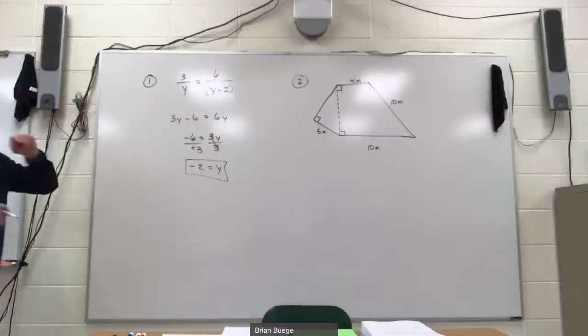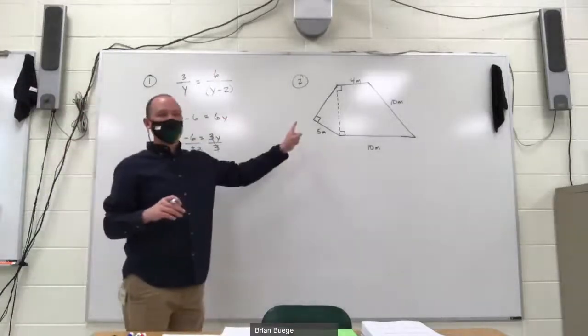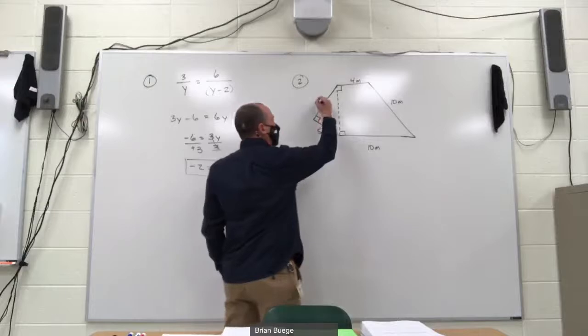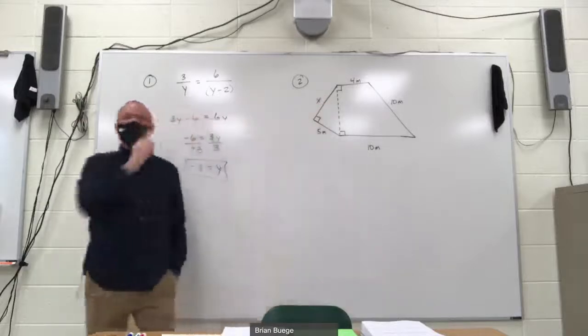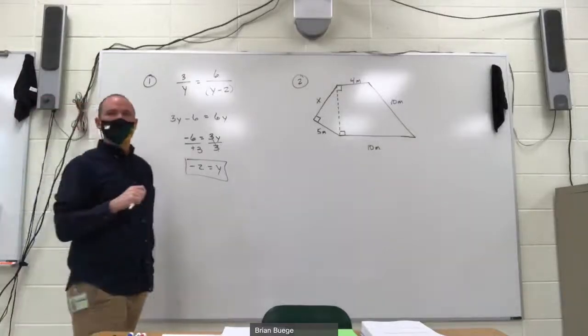Problem number 2, I asked you to find the perimeter of this shape. The one thing you really had to figure out is, if I put an X in here, I had to find that side length in order to get my perimeter. And the question is, how do I go about it?